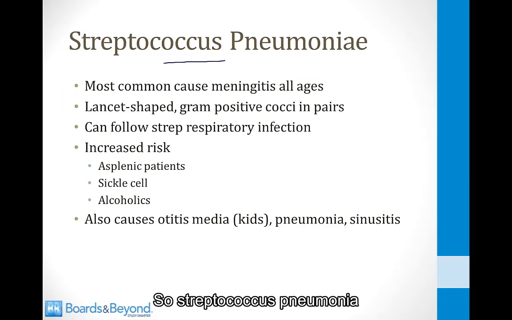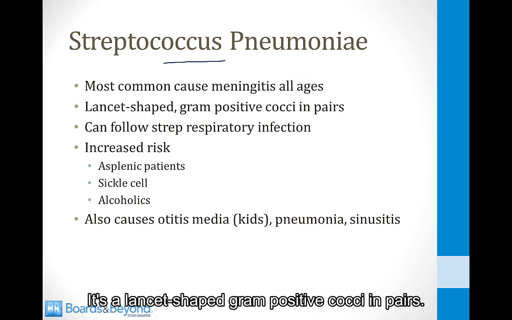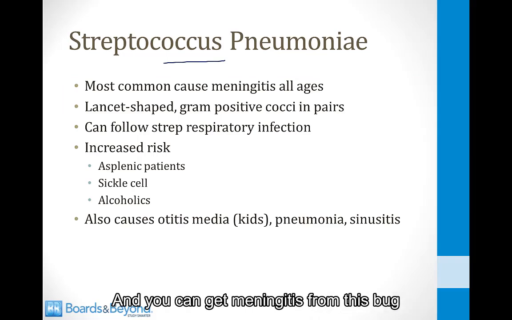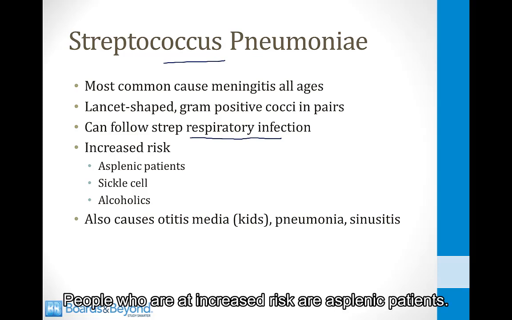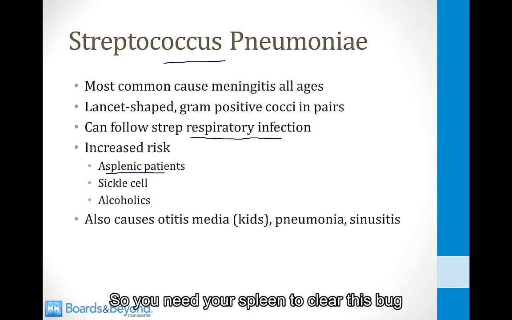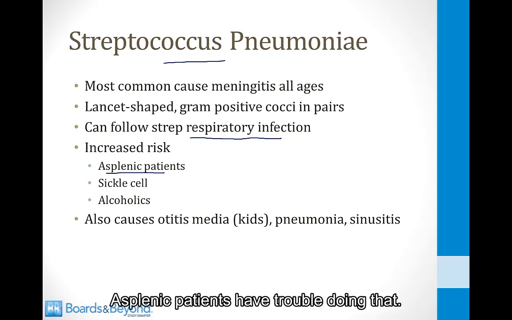So Streptococcus pneumoniae is the most common cause of meningitis for all ages. It's a lancet-shaped gram-positive cocci in pairs, and you can get meningitis from this bug following a strep respiratory infection. So watch for a board question of someone who had a cold or pneumonia and then gets meningitis. People who are at increased risk are asplenic patients, so you need your spleen to clear this bug from the bloodstream because it's an encapsulated organism, and asplenic patients have trouble doing that.